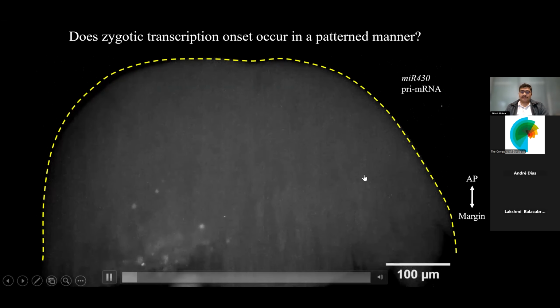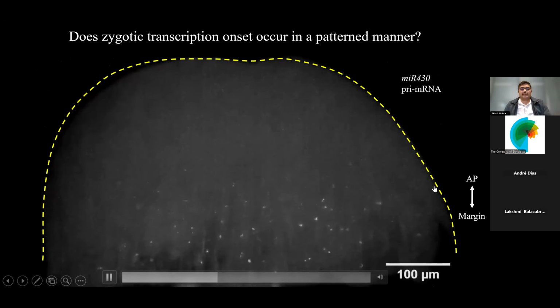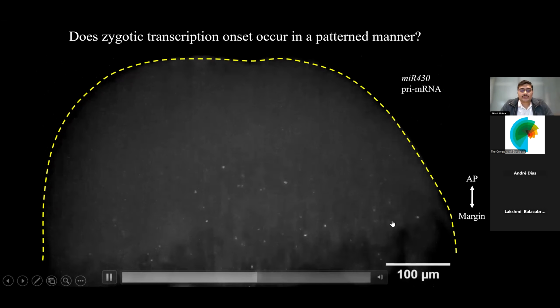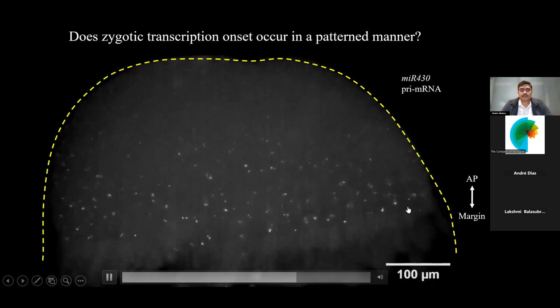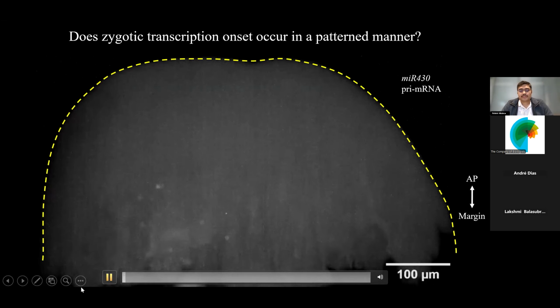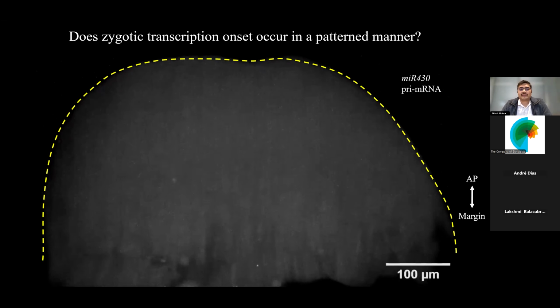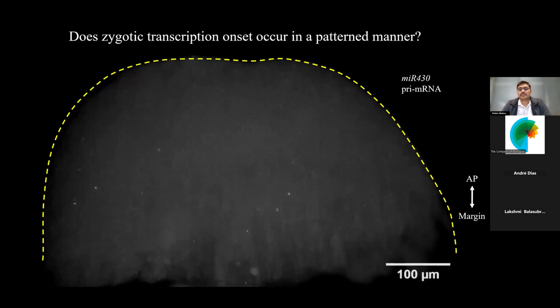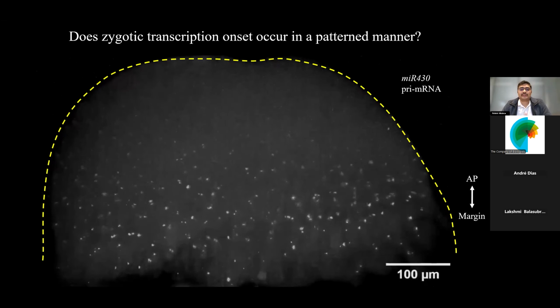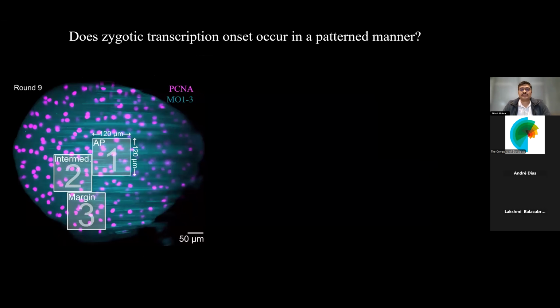This is a live imaging. This is a movie of the mRNA that I imaged, and the cells that are actively transcribing pri-mRNA, you would see them as punctate, as you can see here. If I play the movie again, I hope you can see that the first cells to activate zygotic transcription are positioned somewhere close to the margin, and the cells around the animal pole follow later. Eventually, all cells transcribe mRNA, as would be expected.